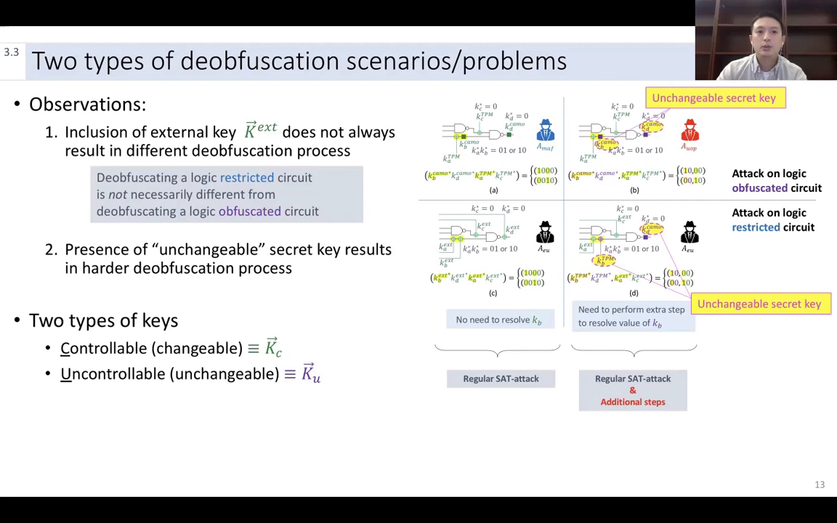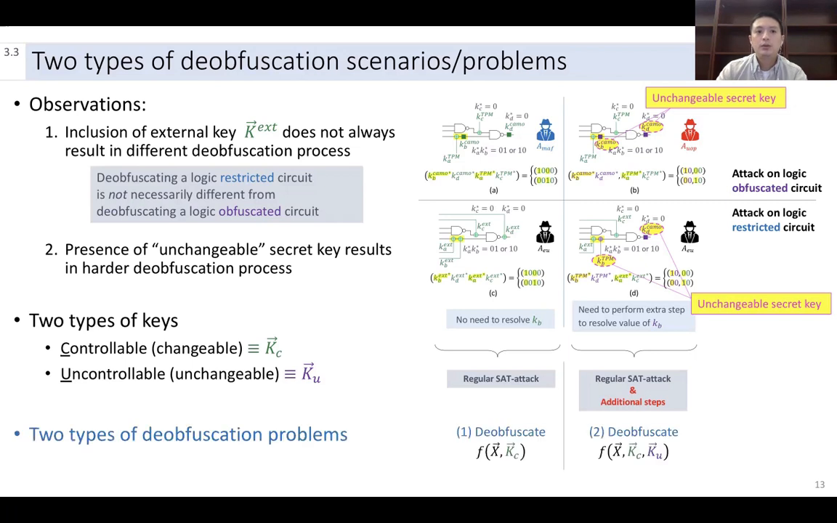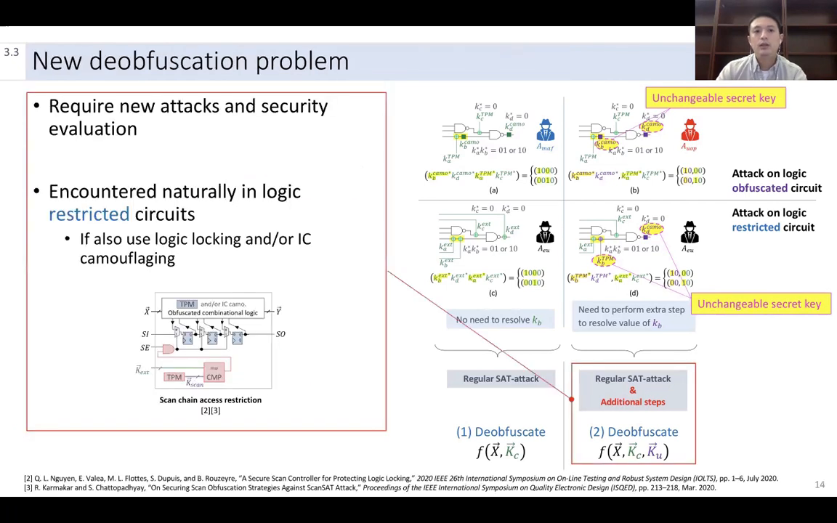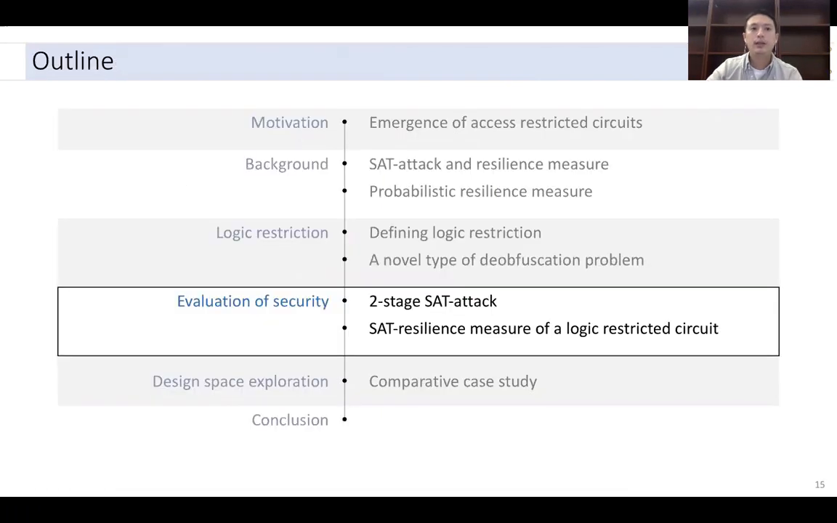So let's define the controllable key as KC in green and define the uncontrollable, unchangeable key as KU in purple. Here we have two types of obfuscation problems: the one with KC alone and the one with both KC and KU. The one with KU requires formulation of new attacks and security evaluations. These scenarios occur naturally in logic restricted circuits with logic locking and/or IC camouflaging, for example, in the scan chain restriction from earlier. Next, we will talk about the security evaluation framework.